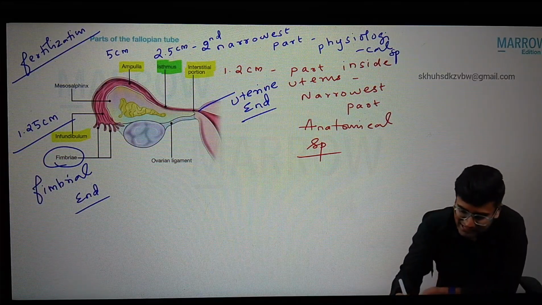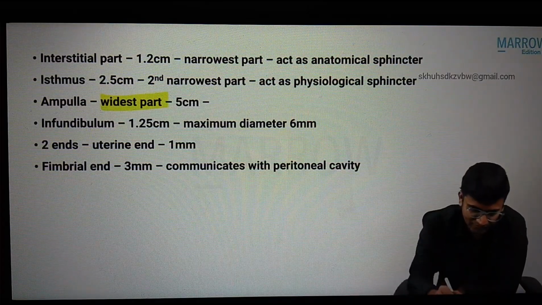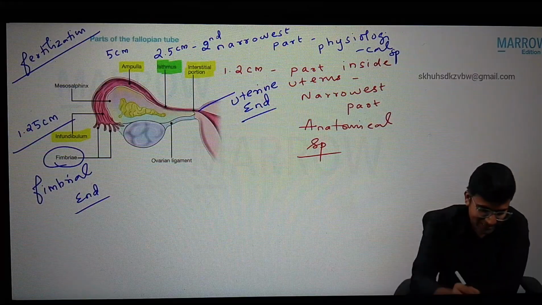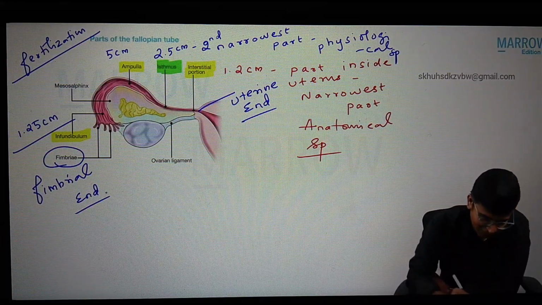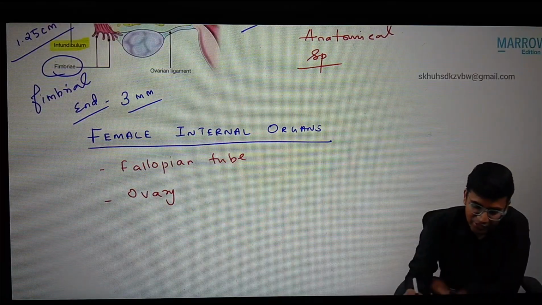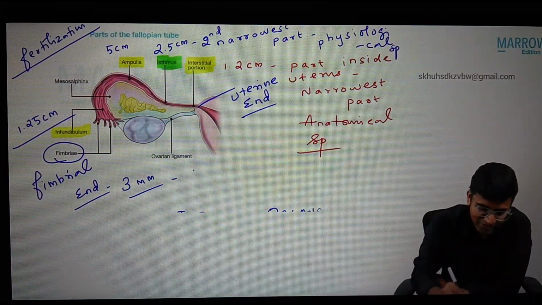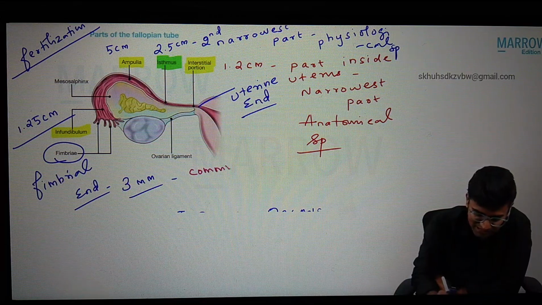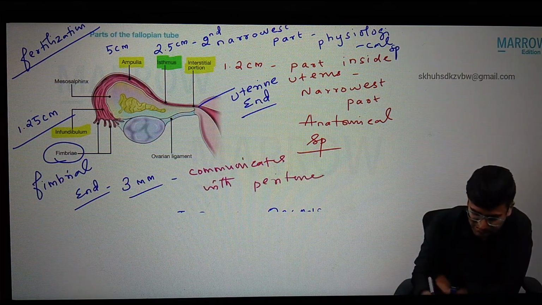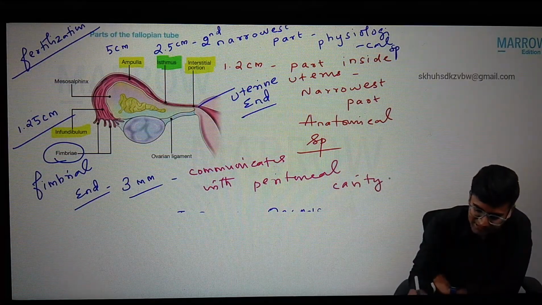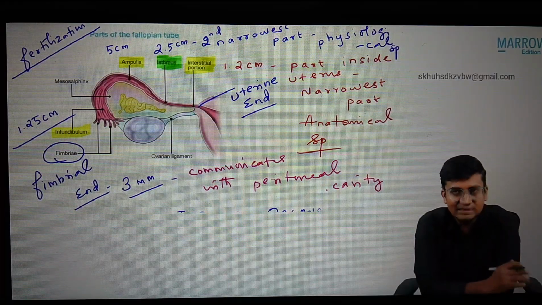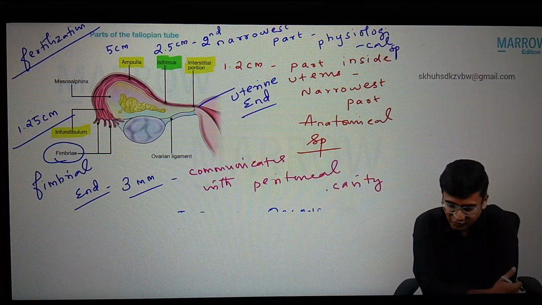The uterine end is roughly around 1 millimeter, whereas the fimbrial end is approximately 3 millimeter, and this end communicates with the peritoneal cavity. So please remember, the fimbrial end communicates with the peritoneal cavity. Okay, right. So these are the various parts and some basic points about the fallopian tube.